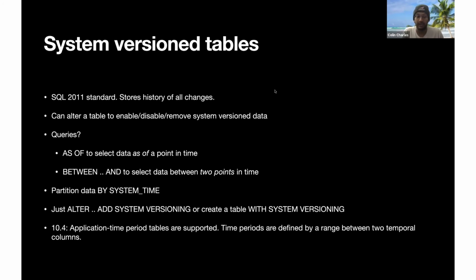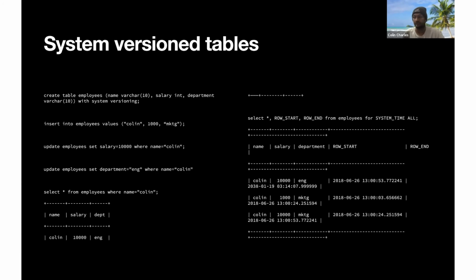So you can make as-of queries to select data as of a point in time. You can also use BETWEEN and TO to select data between two points in time. You can also partition data by system time, and time periods are defined as two ranges between two temporal columns. And we've got a few examples around this as well.